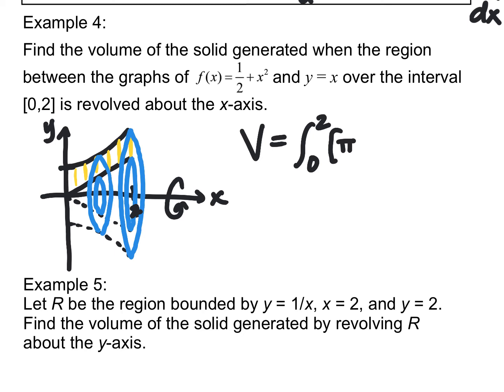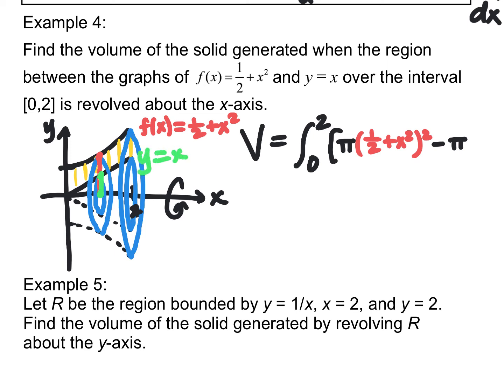So the big radius goes from the x-axis to this outer graph, which is f of x equals 1/2 plus x squared. So that's going to be (1/2 plus x squared) squared, minus pi little radius. So the little radius goes from the x-axis to this y equals x graph, so it's going to be x squared. And once again, I've run out of space, but there should be a dx right there.